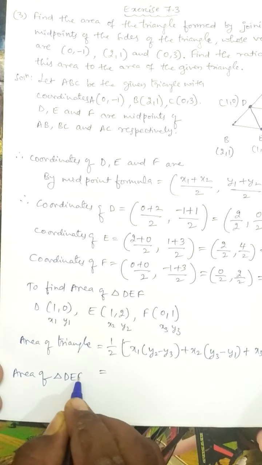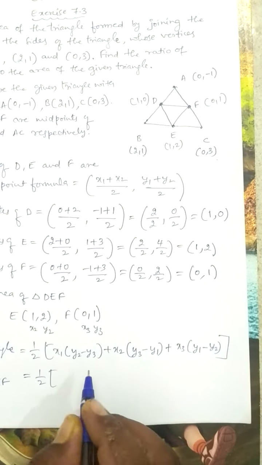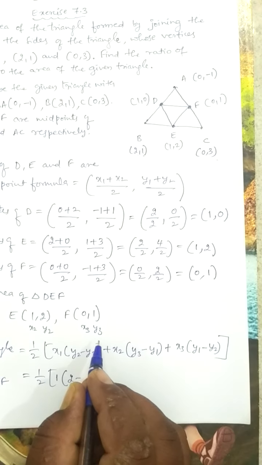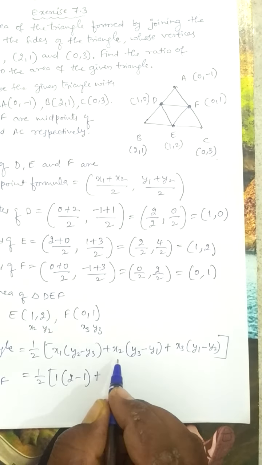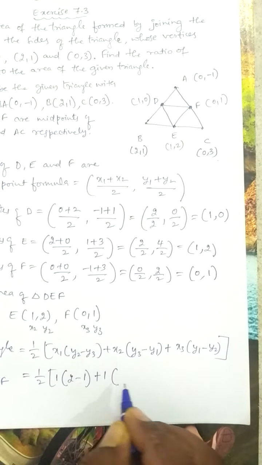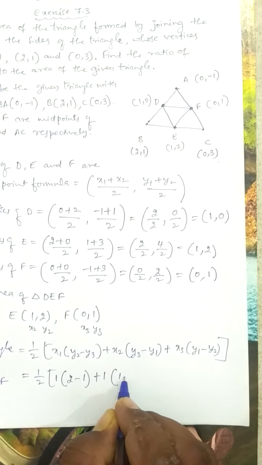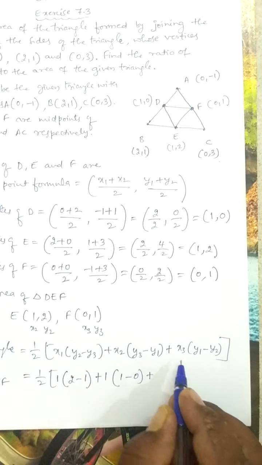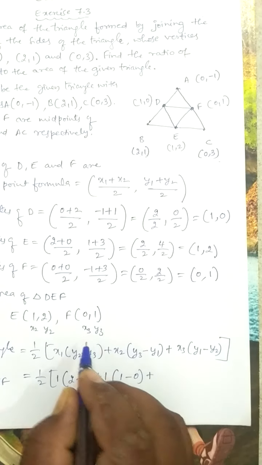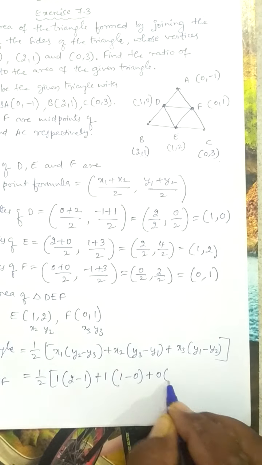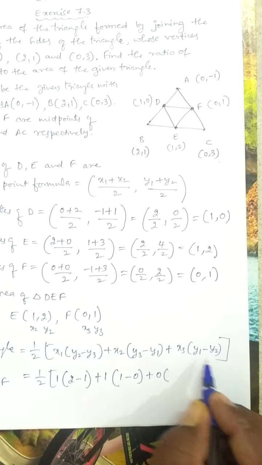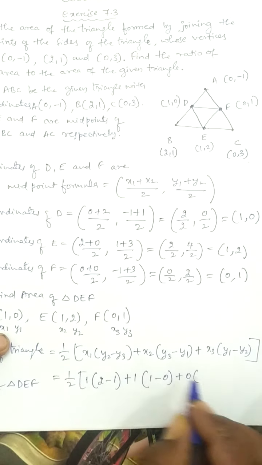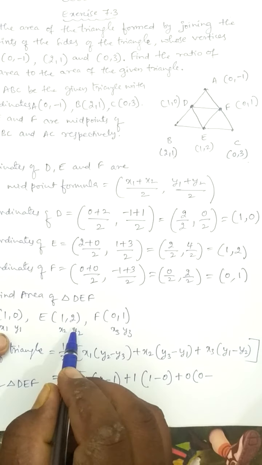area of triangle DEF is equal to, this half you have to write as it is. x1 value is 1, y2 is 2, y3 is 1, plus x2 value is 1, y3 value is 1 minus y1 value is 0, plus x3 value is 0 into y1 minus y2. y1 is 0, minus y2 is 2.